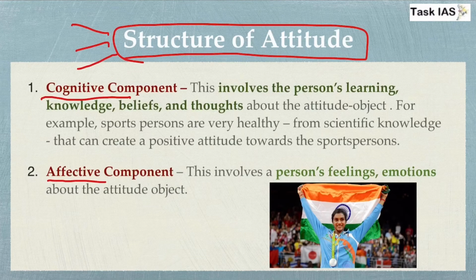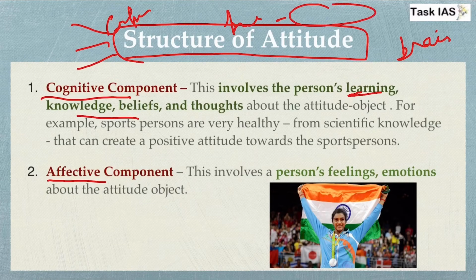So there are three components. Firstly, the cognitive component. Cognitive is that part of our brain where a person's knowledge, learning, beliefs, and thoughts help him decide his attitude or his predisposition to act in a particular way towards that object or that situation. So that is the cognitive part.